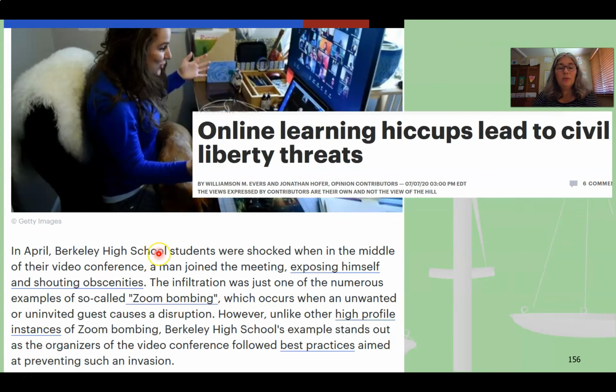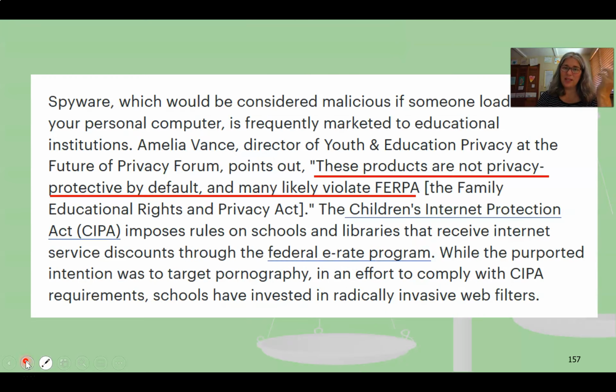So this is a high school class. They're in the middle of a video conference and an unknown man, not part of their class, joined the meeting and exposed himself and started shouting obscenities to the whole class. Okay, obviously shocking, obviously unexpected. This is one of the numerous examples out there of what they called Zoom bombing. And Zoom bombing was the first thing that brought this to the attention of the authorities, the idea of, that's quite an invasion of privacy, was the way they saw it.